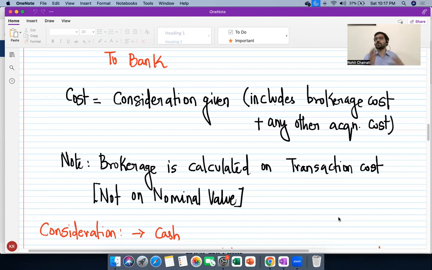This is also possible. Predominantly, it will happen in the form of cash, but there can be cases where I am not giving out cash, but I'm giving out either my own securities or any other asset that I'm holding. I am having a land in my name. I'm giving you that land and taking Government of India bonds or Reliance shares from you. This is also obviously possible, right?